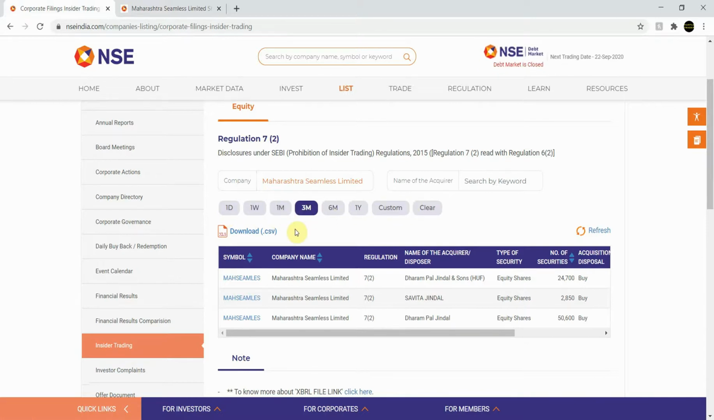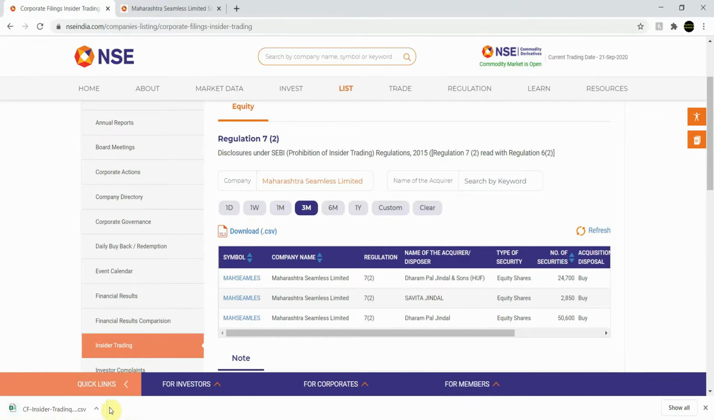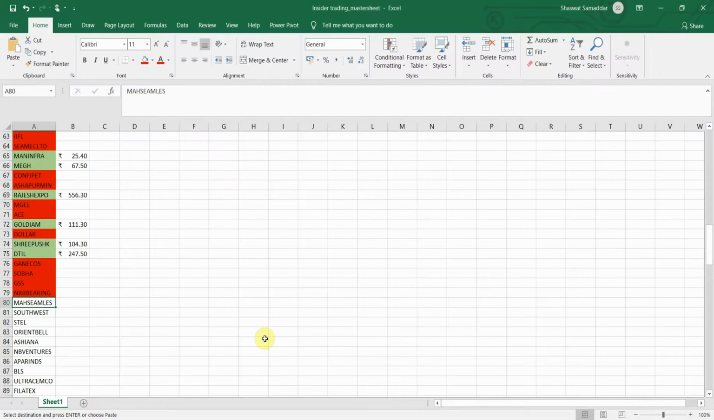Why I'm considering only the 3 months data is because our aim for this strategy is to make a watch list for swing trading. So that's why I'm considering a time frame of 3 months. Okay, let's go ahead and download the Excel file. Okay, it has been downloaded. I'll open it.